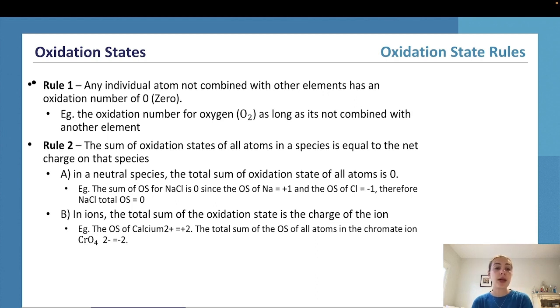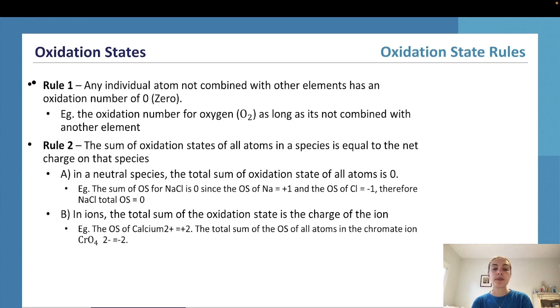For part B of this rule, we consider ions, and so we have to consider that the total sum of the oxidation states is going to be the charge of the ion. So for example, the oxidation state of calcium 2+ is going to be +2. So you have Ca2+, and its oxidation state is +2.